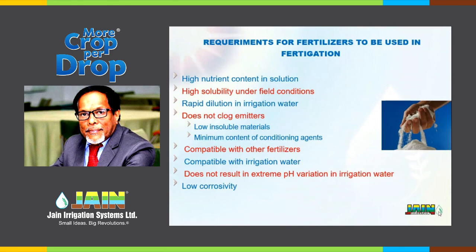Then you have rapid dilution in the irrigation water. You cannot put the fertilizer and wait for 2 hours to get the dilution done. Farmers don't use it. It's an instant solution they need. And the main thing is that these fertilizers, when applied to the water, should never clog the emitters, because the purpose is defeated then. So you should not have very insoluble material in the fertilizer, and any conditioning agent which may precipitate or form froth or flakes should not be there. That is all associated with the fertilizer you're buying.